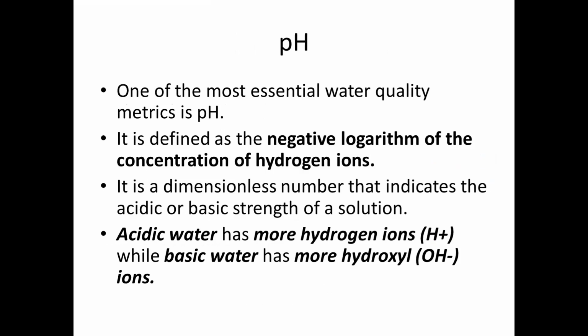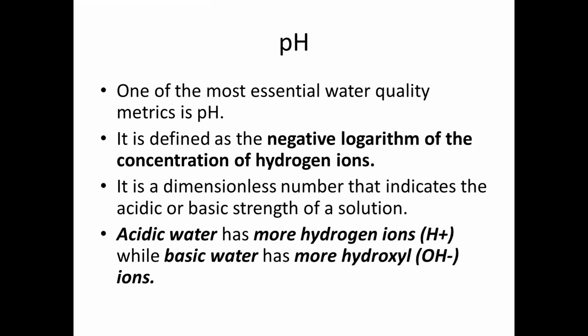So these are the water parameters. We always start with the water parameters to widen our perspective. Why do we do analysis, and at the same time, why do we study boiler feed water? Number one would always be the pH. One of the most essential water quality metrics is pH. It is defined as the negative logarithm of the concentration of hydrogen ions.